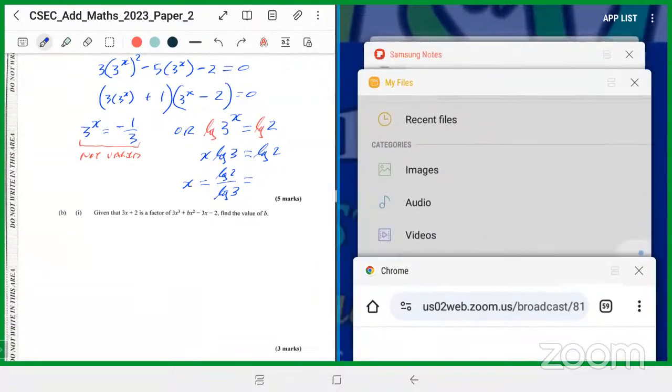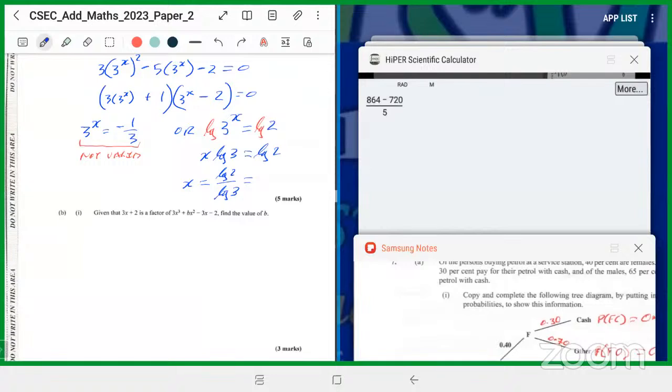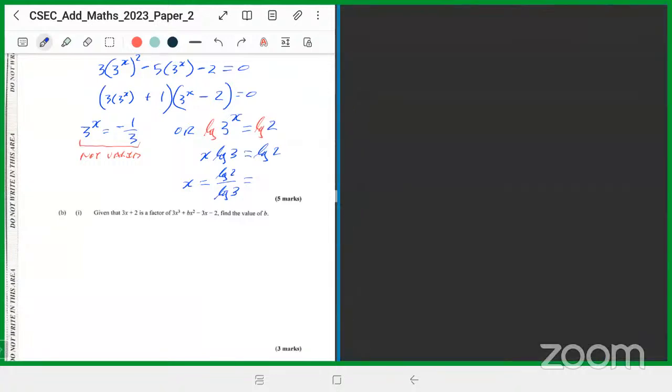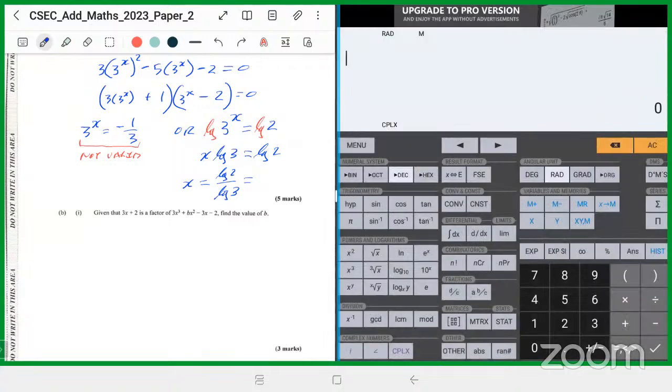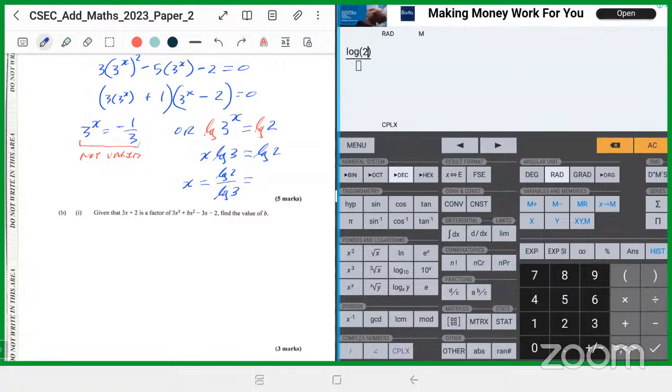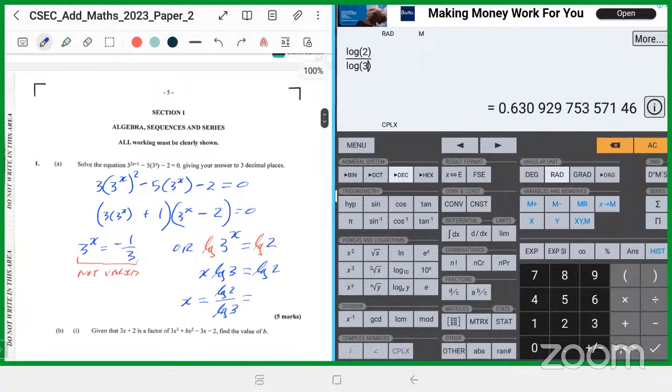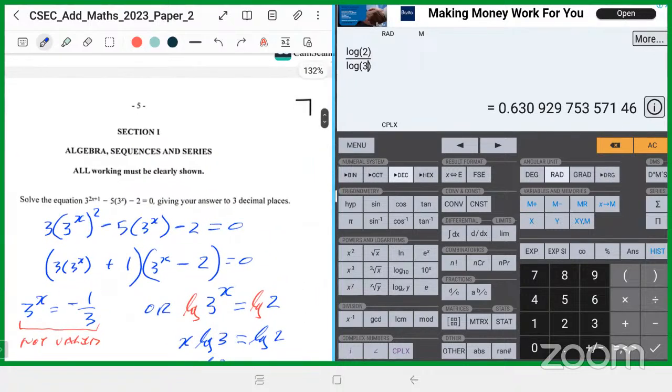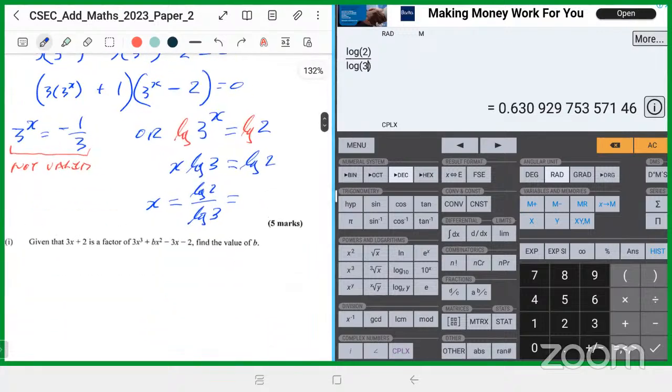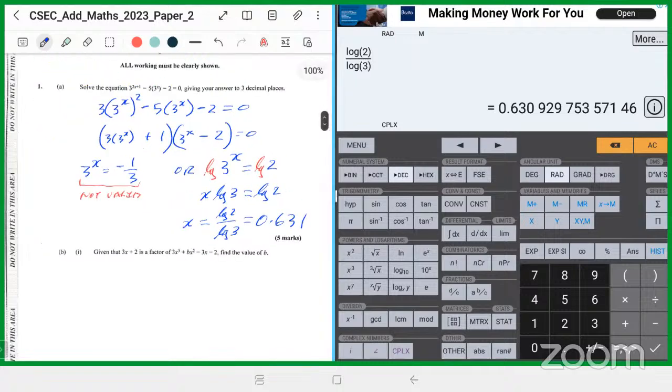Where are you, calculator? There. So I'm working the log of 2 divided by the log of 3, to 3 decimal places, is 0.631. That's my answer right there.